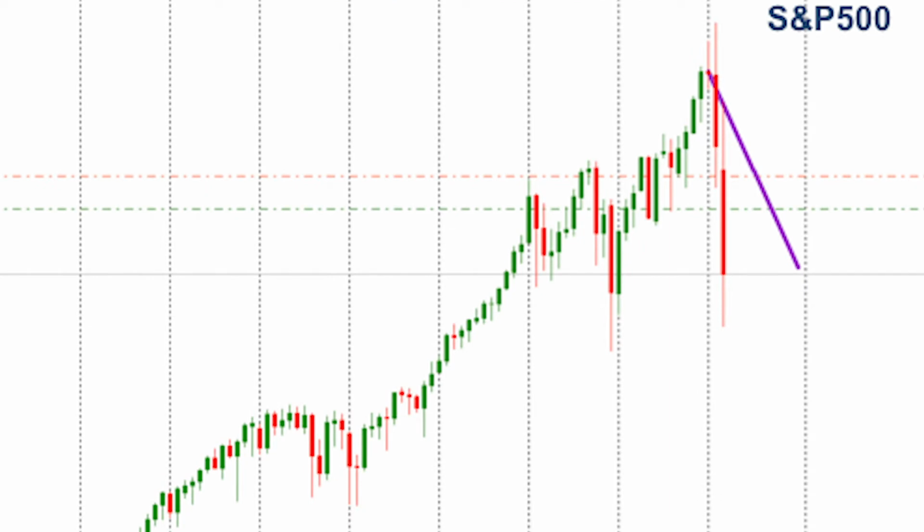And comparing it to 2008, we had the move occur over an entire year, as opposed to what we've seen now, which is a little more than 2 months. So just to see how volatile price really is at the moment, this is a perfect example.